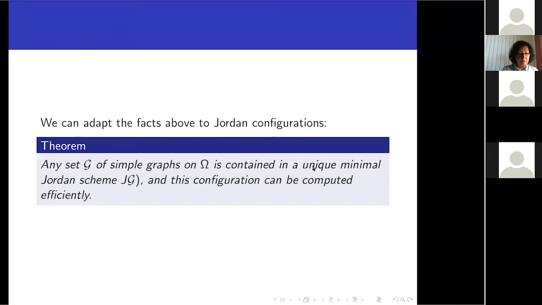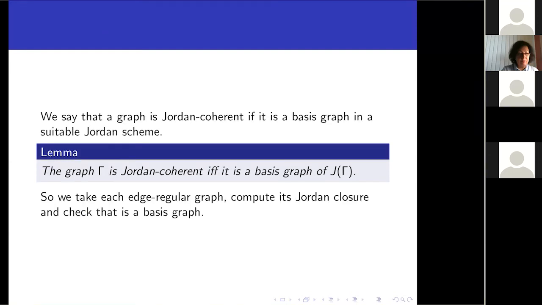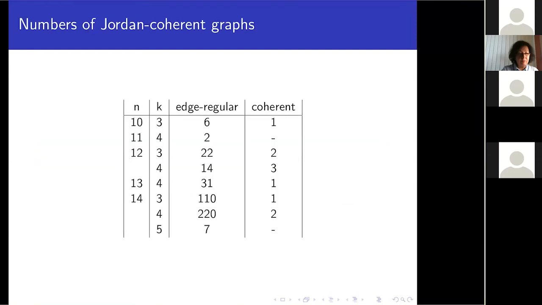We can do the same for Jordan configurations. And if we take these edge regular graphs and look which of them are actually Jordan coherent, then we see the number is really, really small. And all of these graphs are not only Jordan coherent, but actually coherent.